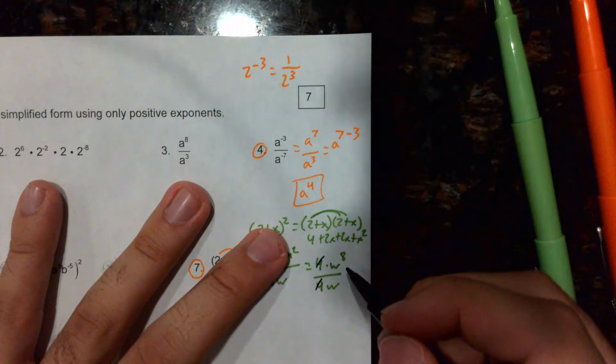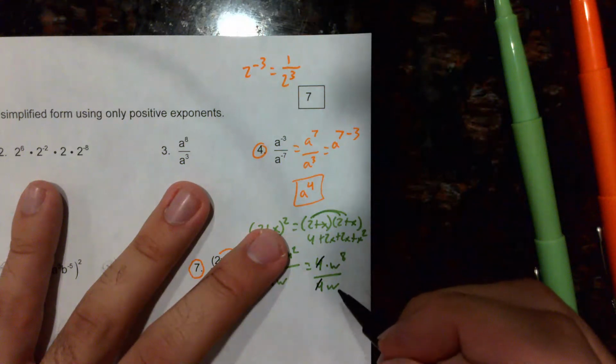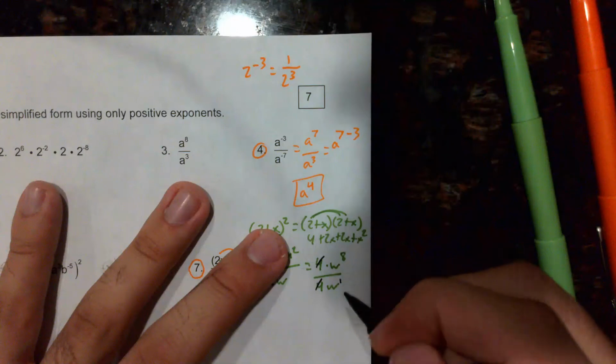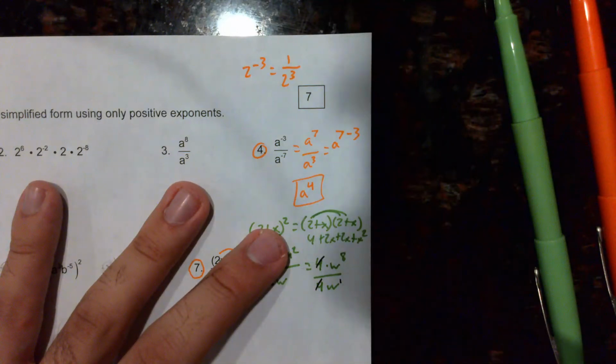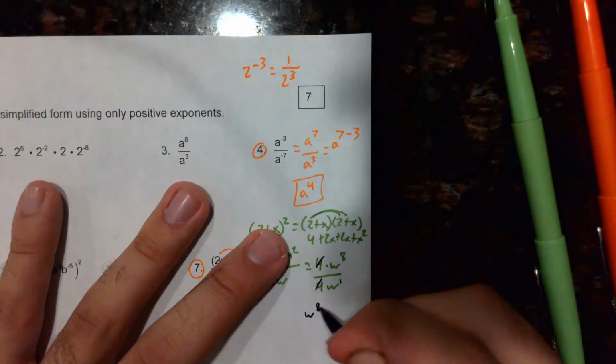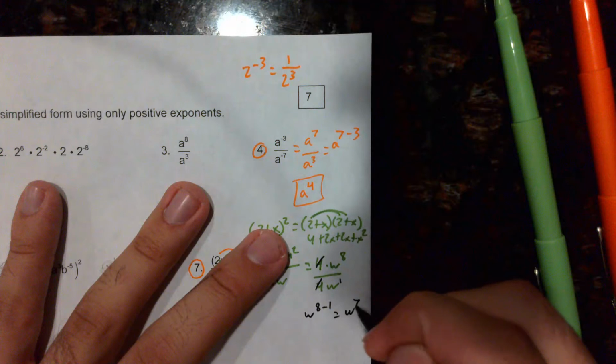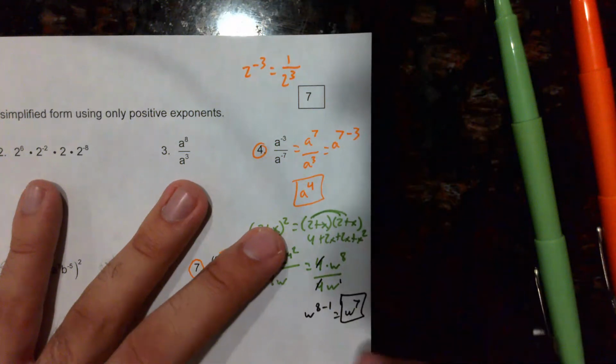W to the 8th over w. Remember, if there's not an exponent, then it's always going to be to the first if there's a variable there. So this will be w to the 8th over w to the 1st. Since I am dividing, I subtract. So I get w to the 8th minus 1, which gives me w to the 7th. Right.